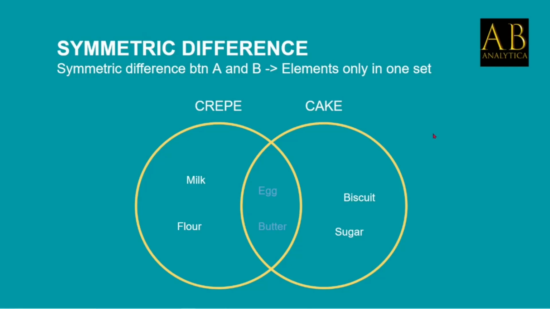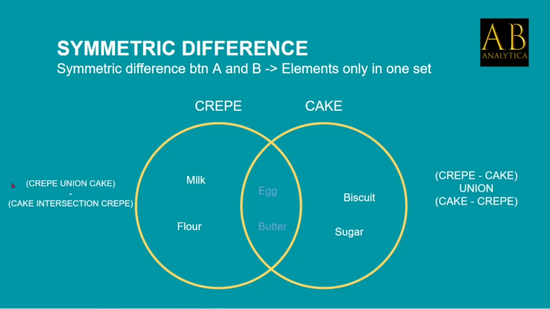Another commonly used set operation is symmetric difference. Symmetric difference between two sets A and B are the elements which are present only in one set. In our example, the symmetric difference between set crepe and set cake includes all the elements which are included either in crepe or in cake. So that is milk, flour, biscuit, and sugar.